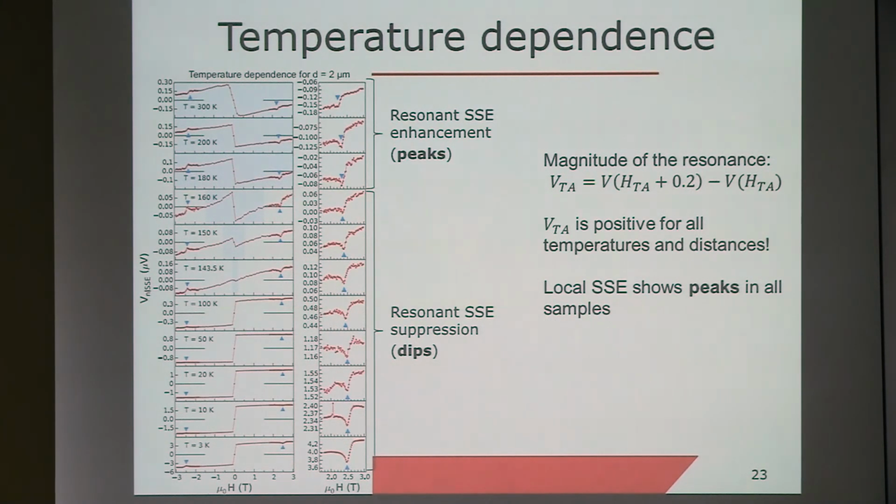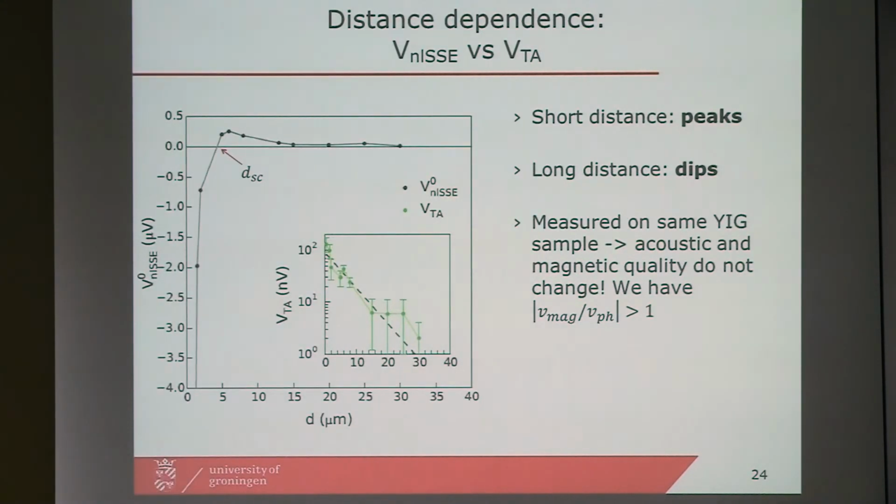Okay, so I think I'll skip this for the moment, and then talk directly about the distance dependence again. Basically what we see is that at short distance we get peaks in our signal, and at long distance we get dips in our non-local signal. I should emphasize that these distances are all measured on the same YIG sample, so we're quite sure that we're not changing the ratio between the impurity scattering from magnons and phonons.